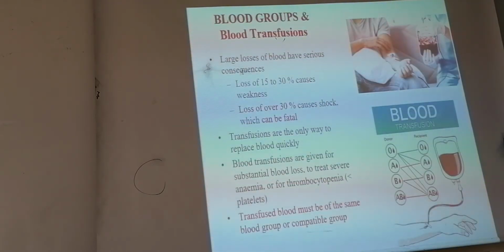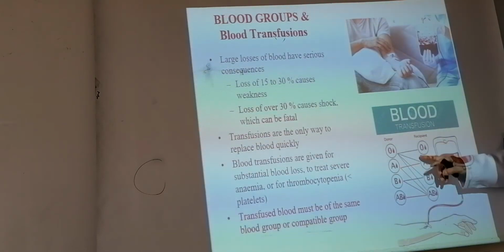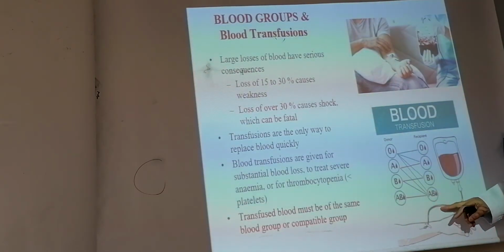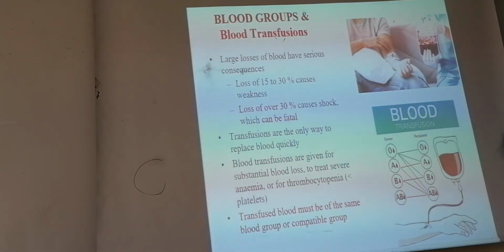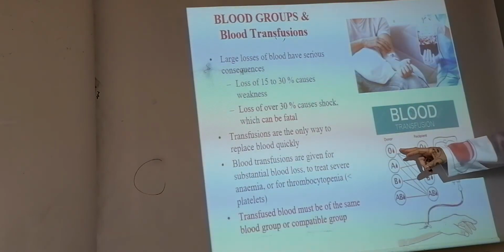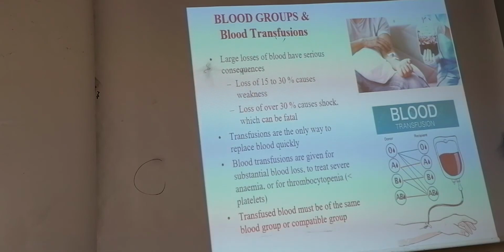But AB can give only to AB. It cannot be given to any other type of blood group. Because of that, O is called universal donor. Universal donor. معطي عام.